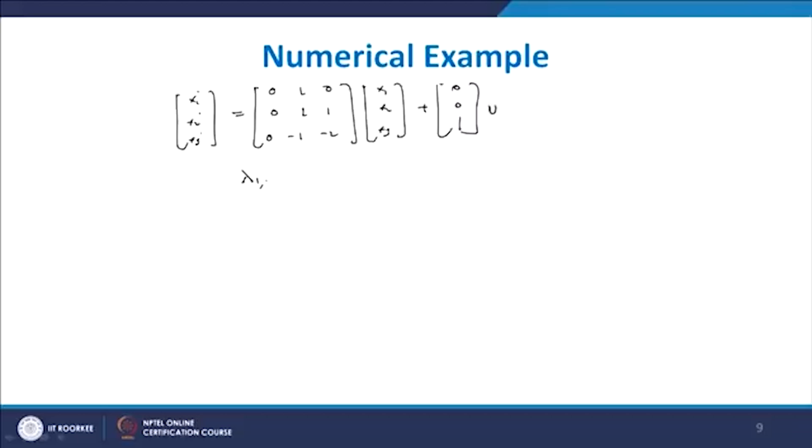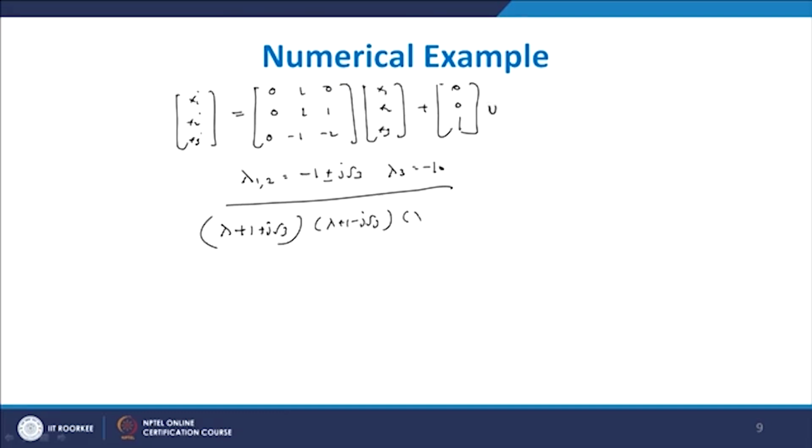Now the desired poles, which we have considered earlier, lambda 1, 2 as minus 1 plus minus j root 3, and lambda 3 equals minus 10. Based on this we can get the equation as lambda plus 1 plus j root 3, lambda plus 1 minus j root 3, and lambda plus 10. If you solve these equations, you will get lambda cube plus 12 lambda square plus 24 lambda plus 40.